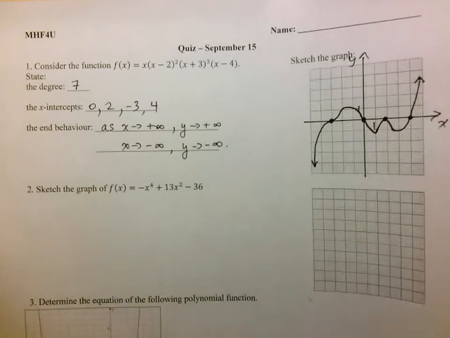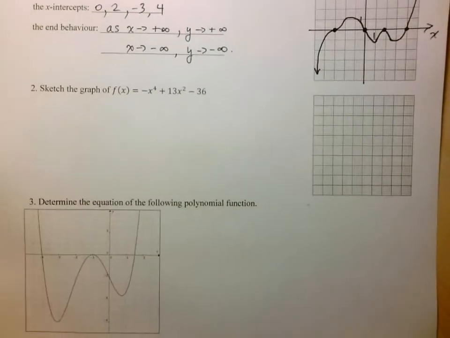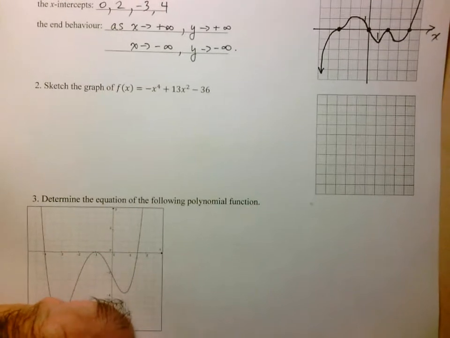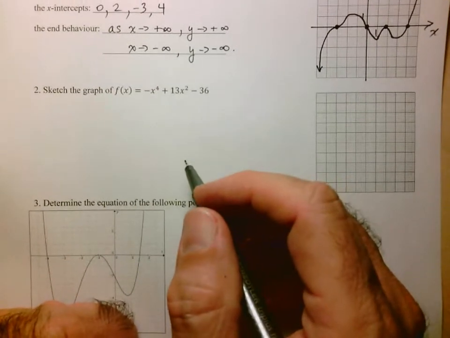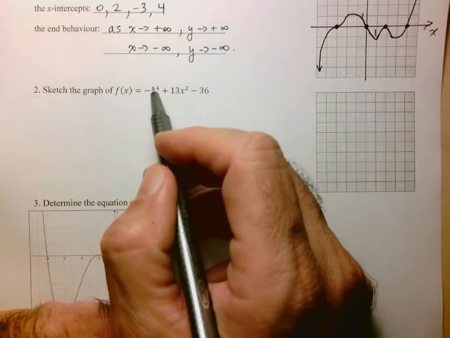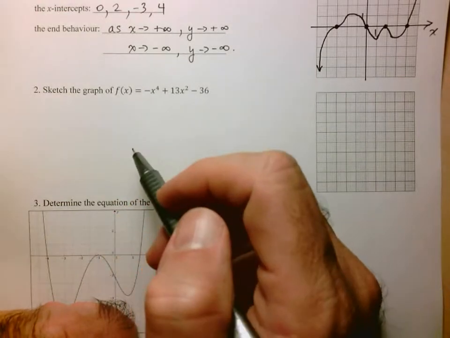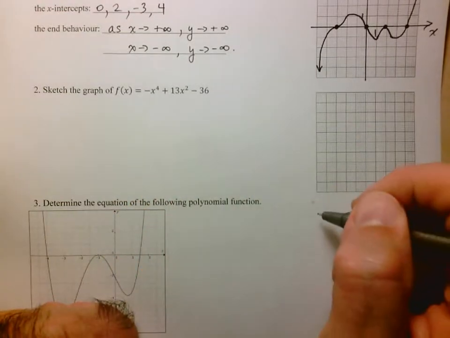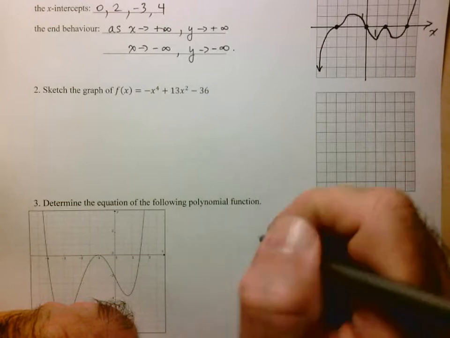So let's go to number 2 here. Again, they're asking us to sketch the graph, except here it's not given to us in factored form. First thing I notice, it's a 4th degree with a negative leading coefficient, so I know the end behavior will be going from negative infinity and then back down to negative infinity.